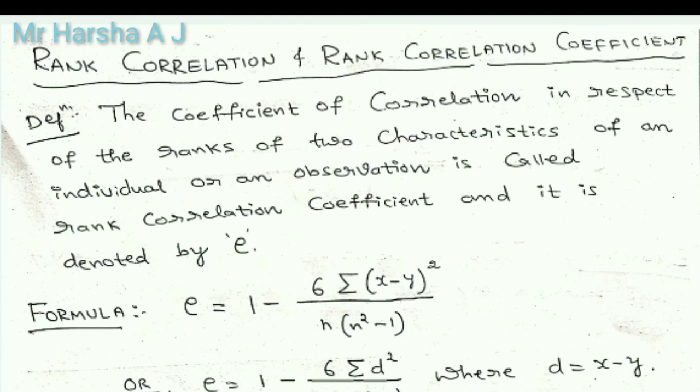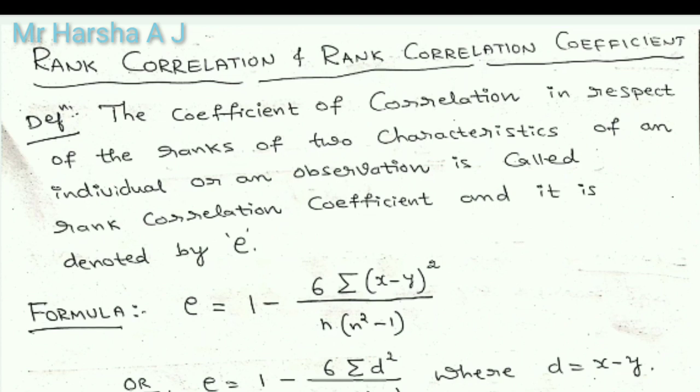So today I am with you to discuss the next topic, that is rank correlation and rank correlation coefficient. First, let us try to understand the definition. What is the definition of rank correlation coefficient? It is very simple. The coefficient of correlation in respect of the ranks of two characteristics of an individual or an observation is called rank correlation coefficient, and it is denoted by the term rho. This is the mathematical definition.